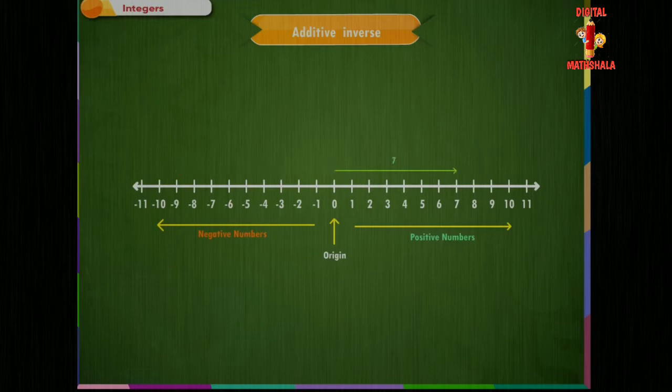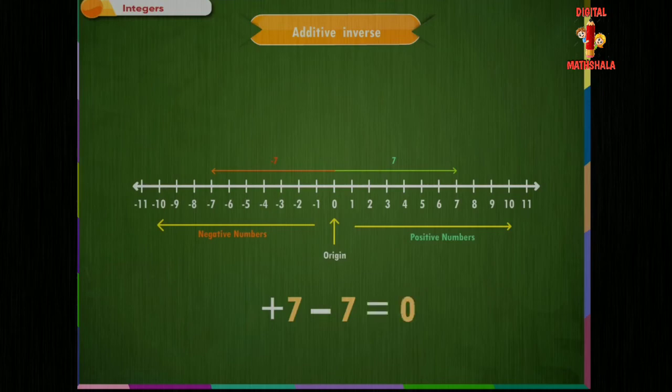Adding opposites 7 and minus 7. In this integer number line, the arrow is at 7. To add minus 7, we have to move 7 steps towards left. 1, 2, 3, 4, 5, 6 and 7. We reach at 0. Thus, plus 7 minus 7 is equal to 0.